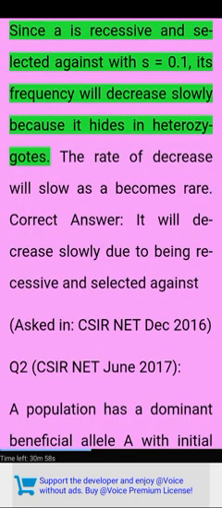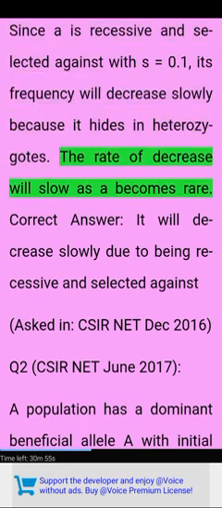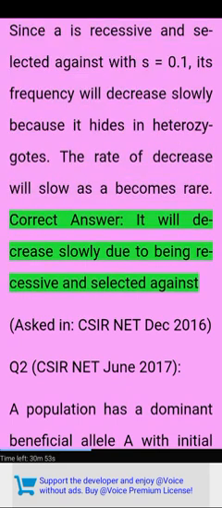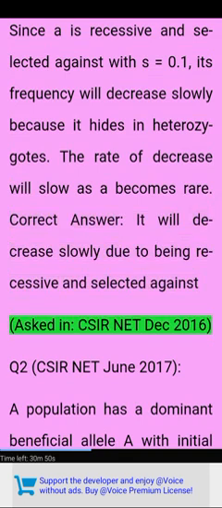Since a is recessive and selected against with S equals 0.1, its frequency will decrease slowly because it hides in heterozygotes. The rate of decrease will slow as it becomes rare. Correct answer: it will decrease slowly due to being recessive and selected against. Asked in CSIR NET Dec 2016.